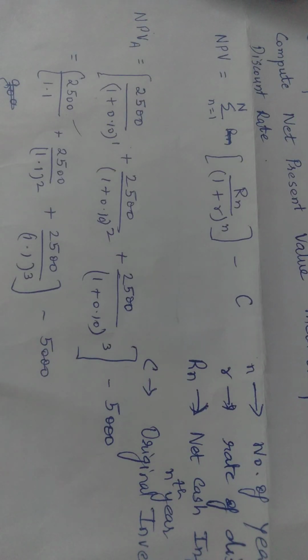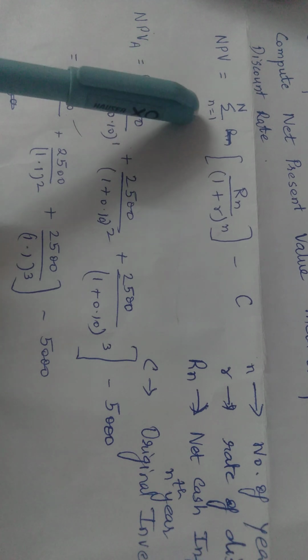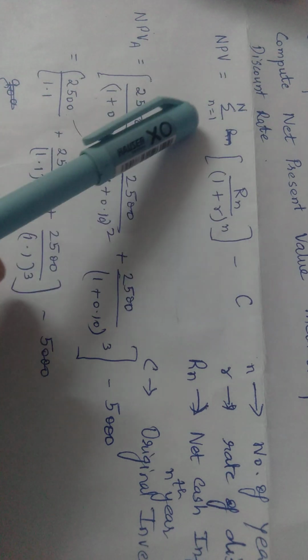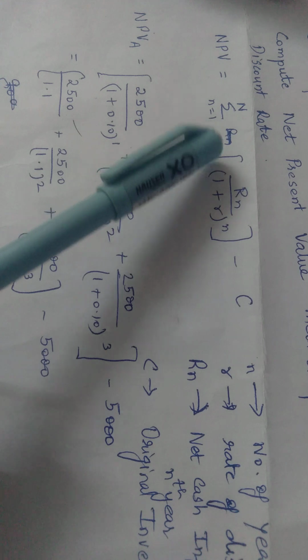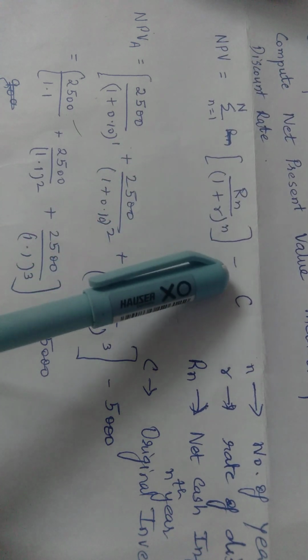So we will be calculating the net present value for all the three projects and then concluding for our answer. Now before computing the net present value, you can see that the formula for computing the net present value is summation n equals 1 to N, Rn upon (1 plus r) raised to n, minus C.